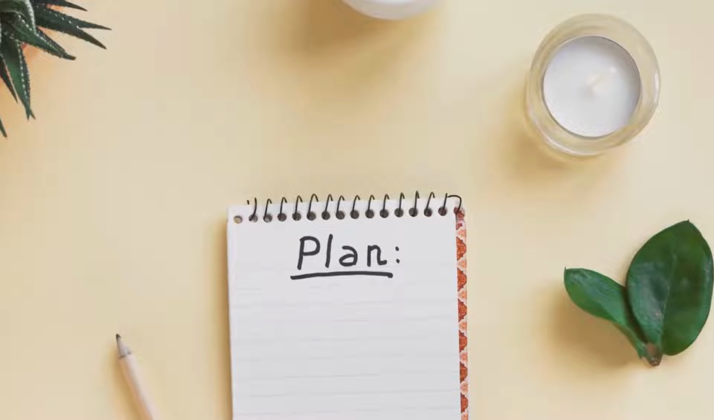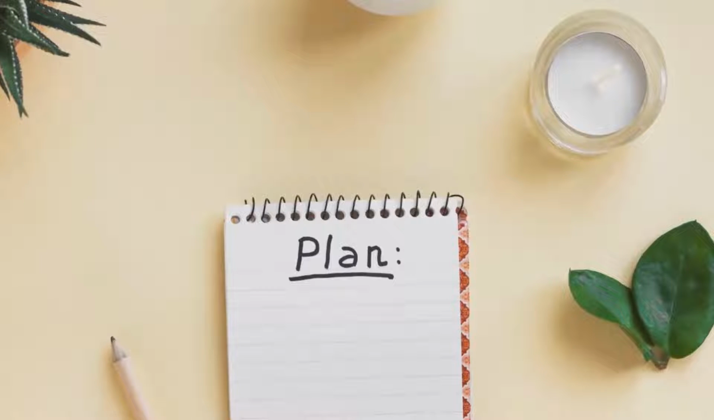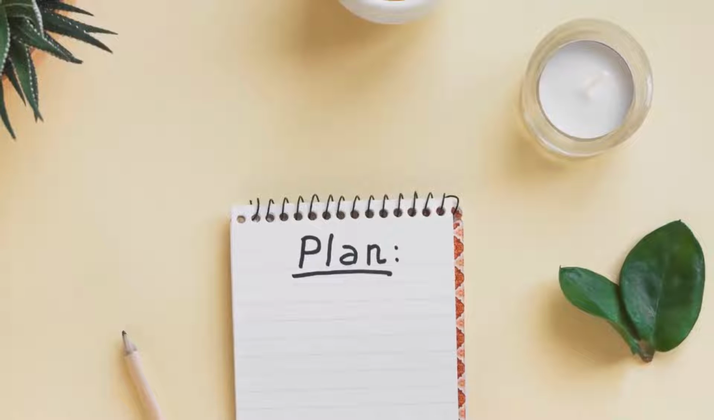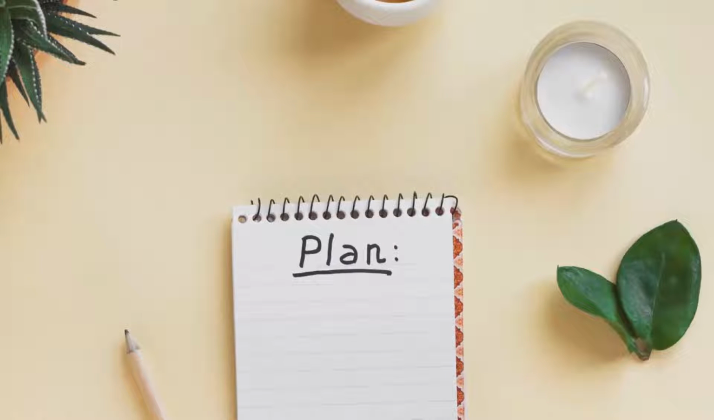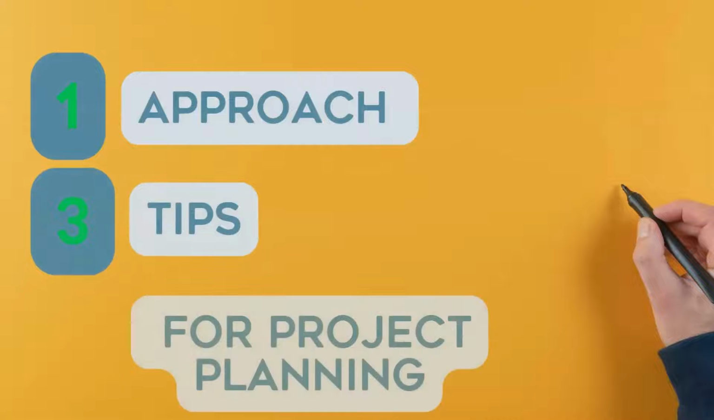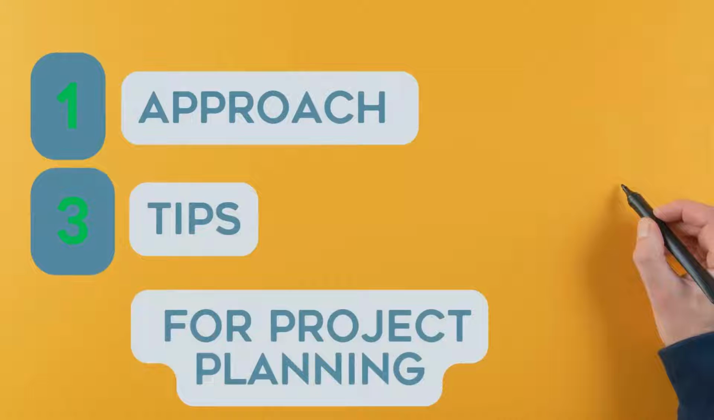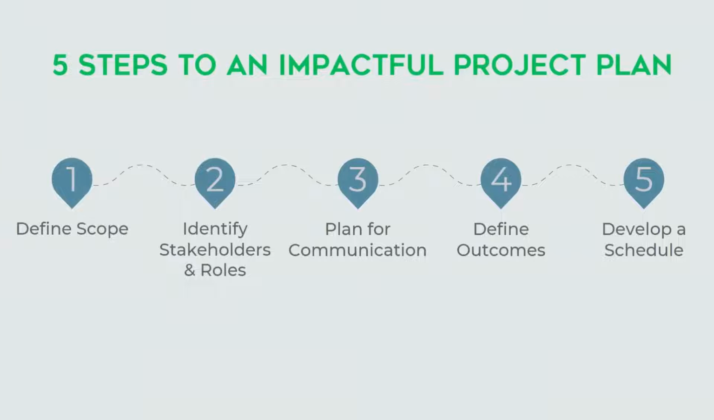So how should we approach project planning, especially in mission-driven organizations? How can we integrate planning for scope, stakeholders, outcomes, schedule, and communications into one project plan? I've got one approach and 3 tips for project planning that I want to share with you today. So let's dive in. The approach I recommend for mission-driven organizations is to follow these 5 steps in project planning, and we'll go through each step one by one.